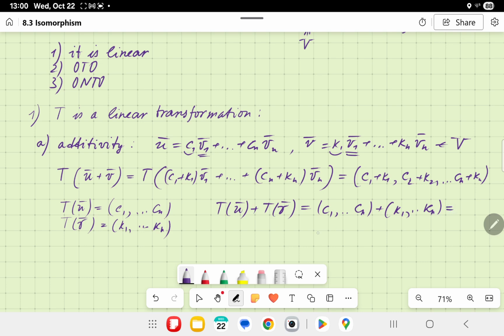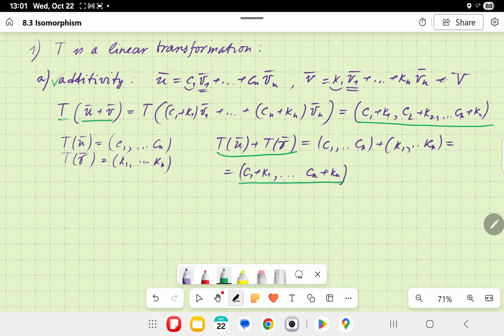And if you add them together, they're added by the rules of vector space Rn, right? So we're just going to add them, and we're going to have c1 plus k1 through cn plus kn. And what we see over here, the sum is equal to this number. And actually the transformation of the sum is equal to the very same number. So additivity is working.